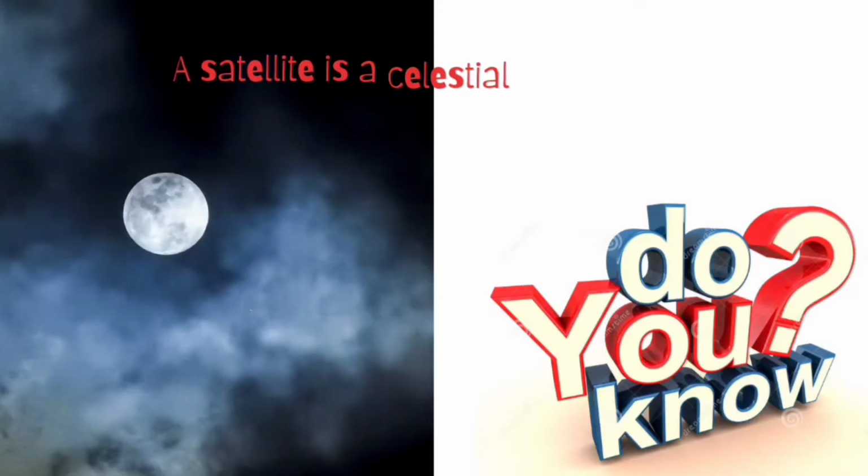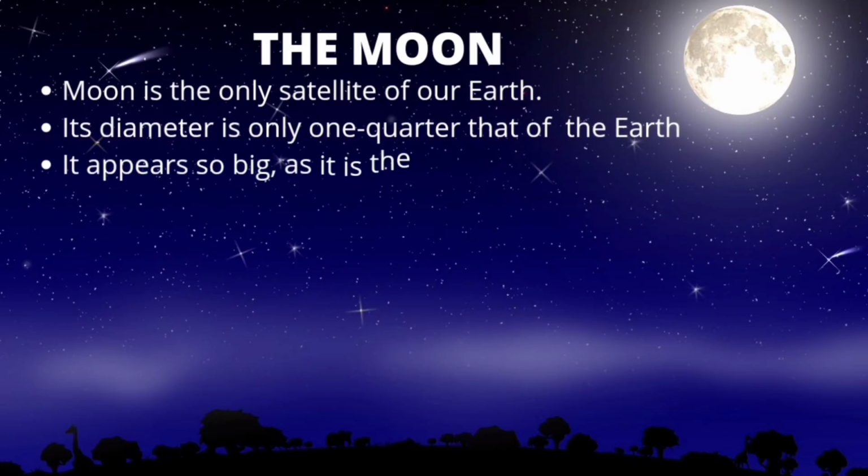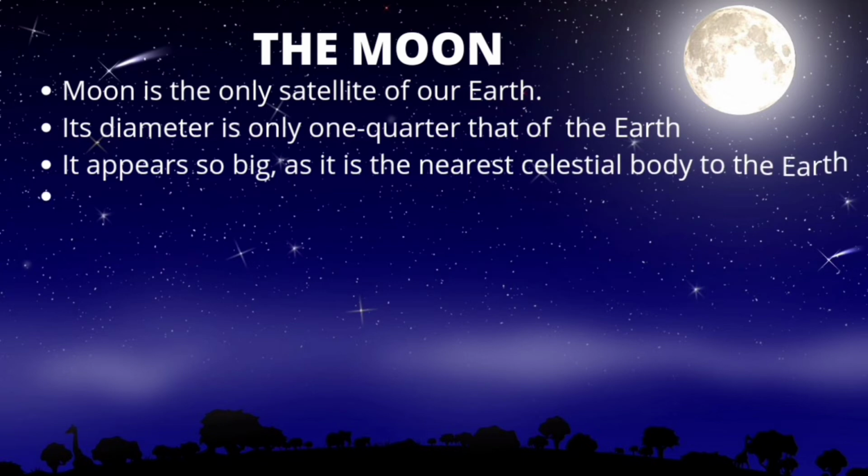Do you know? A satellite is a celestial body that moves around the planets in the same way as planets move around the Sun. So a satellite can be told as a celestial body which moves around the planet like a planet moves around the Sun. Many of the planets have their own satellites. The Moon is the satellite of the Earth. The Moon appears so big as it is the nearest celestial body to the Earth.